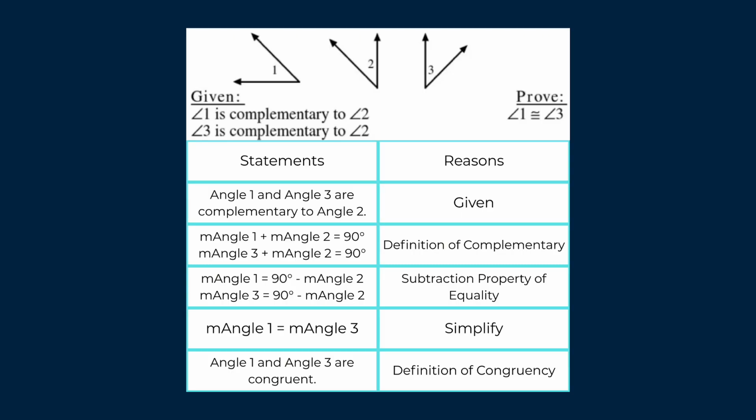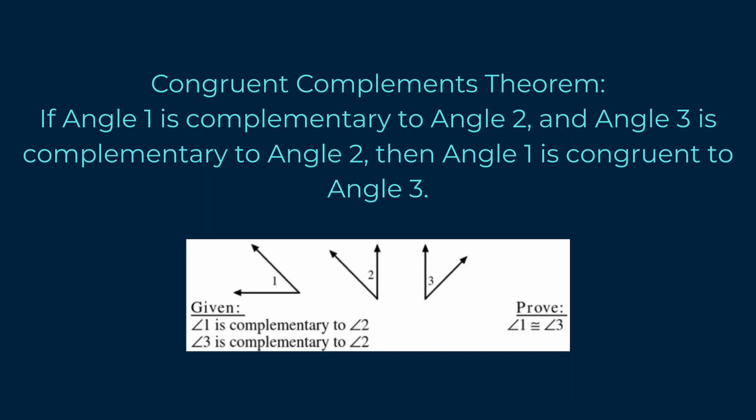So we can use the transitive property of equality to say that the measure of angle 1 is the measure of angle 3. And by the definition of congruence, we can say that angle 1 and angle 3 are congruent. So if angle 1 and angle 3 are congruent because angle 1 and angle 3 are both complementary to angle 2, then we just proved the congruent complements theorem. If angle 1 is complementary to angle 2 and angle 3 is complementary to angle 2, then angle 1 is congruent to angle 3.